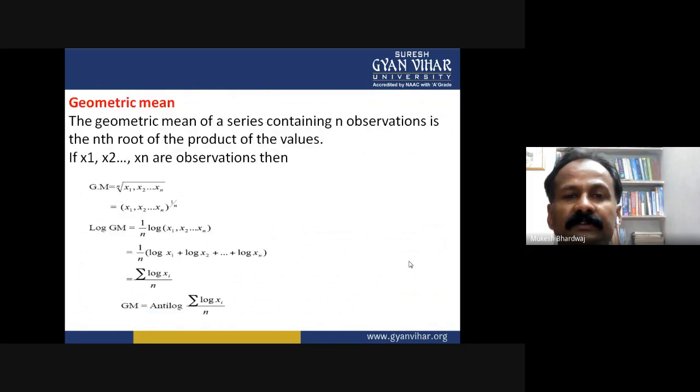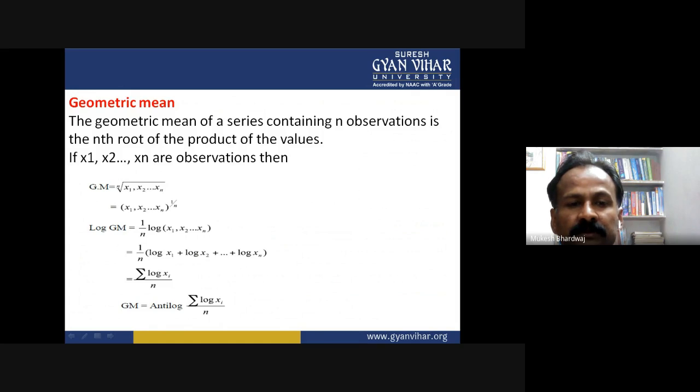The geometric mean of a series containing n observations is the nth root of the product of the values. Whatever observations are given to you, you need to find the geometric mean. You just take the product and take the nth root, according to the number of observations given to you.